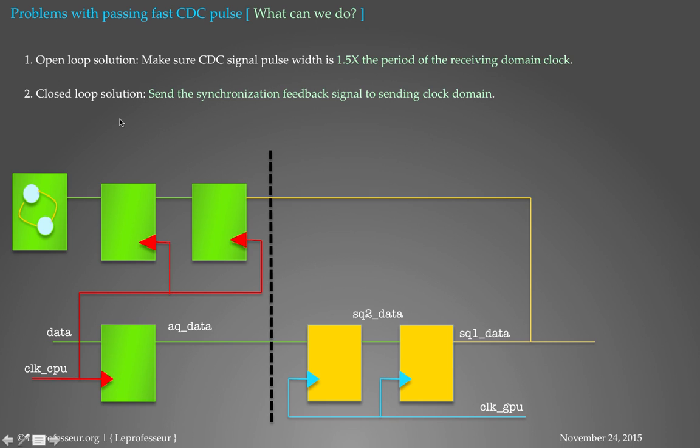Now, the closed loop solution has the advantage that it will never fail. However, it will be slower, and there is also added logic, because you're getting a feedback signal and then writing some extra logic. But nevertheless, it is the safest way to make sure that your signal is being properly captured in the receiving clock domain.